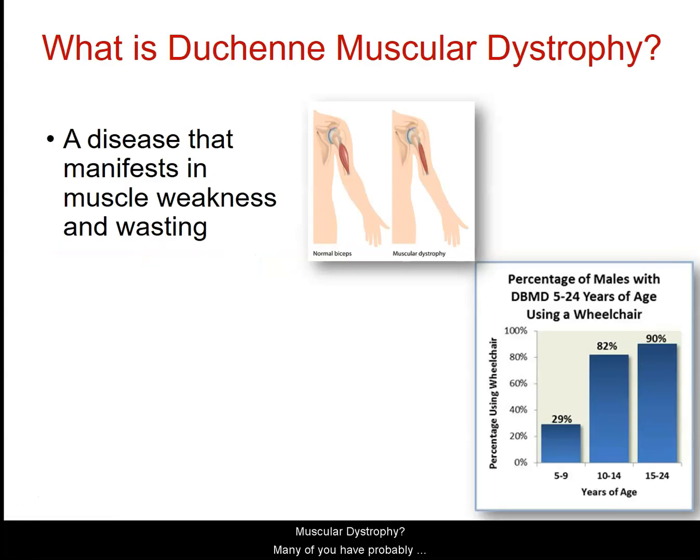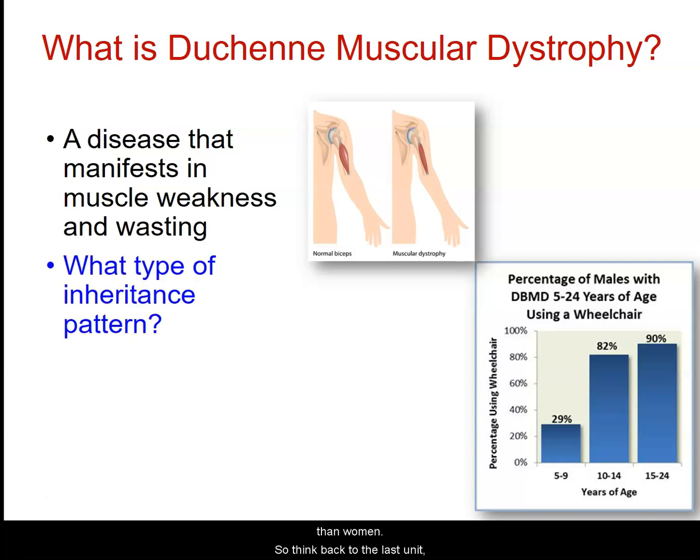So briefly, what is Duchenne muscular dystrophy? Many of you have probably heard of it, but essentially it is a disease that manifests in muscle weakness and wasting. What happens is that normal muscle structure does not develop, and as a result, muscles atrophy, muscle connections aren't made effectively, and a variety of other issues can arise. And you'll notice that males tend to demonstrate this type of disease more than women.